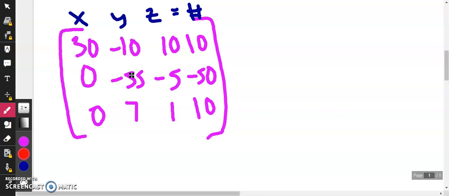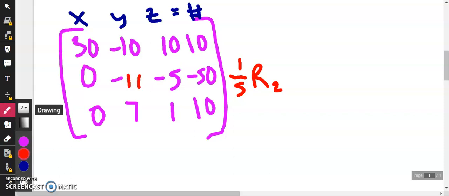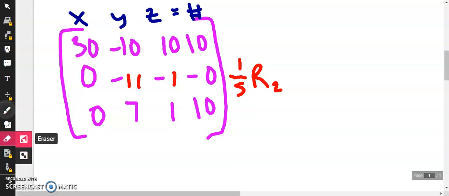So the last thing I need to do is get rid of this 7 right here. So I could do this by multiplying 55 to the bottom row and 7 to the top row. But I don't like working with such big numbers. So before I do that, I notice that everything in the middle divides by 5. So my first step is going to be to divide row 2 by 5. So that would turn 55 into 11, 5 into 1, and then 50 into 10.